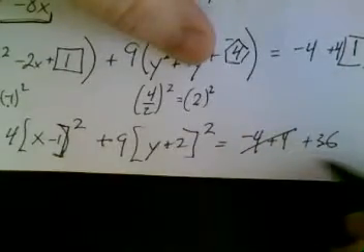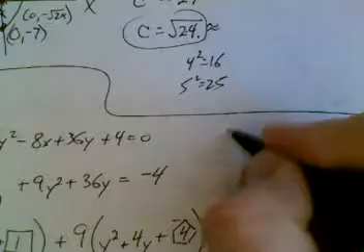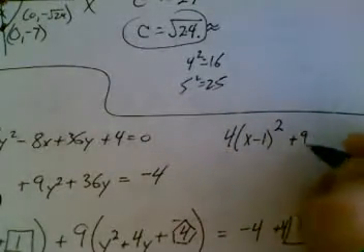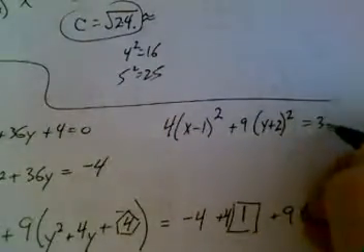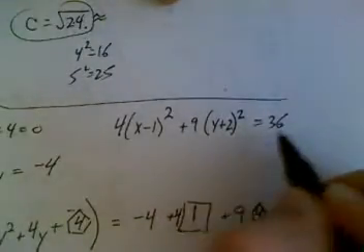Given I have all of this, I'm going to zoom out one more time. This is really canceling each other out. I'm left with just 36 here. So I'm going to rewrite this up at the top. I'm going to have 4 times (x minus 1) squared plus 9 times (y plus 2) squared is equal to 36. Now, remember, the equation of an ellipse has to have it all equal to 1.